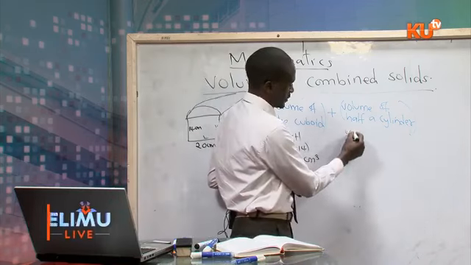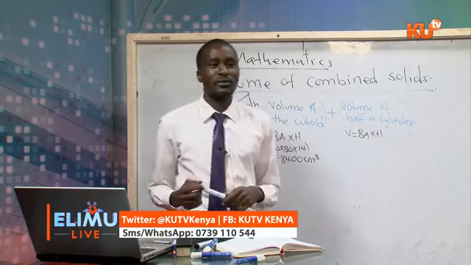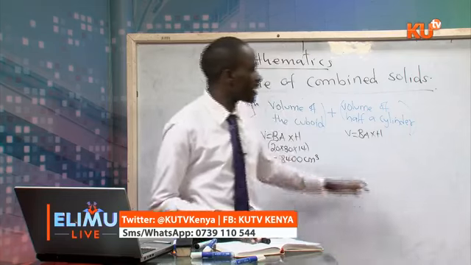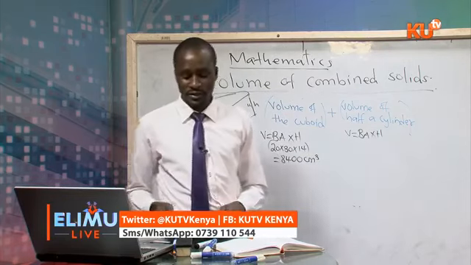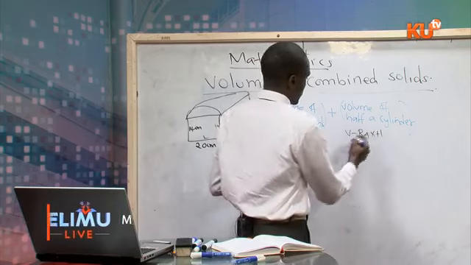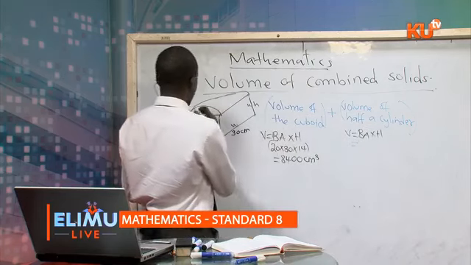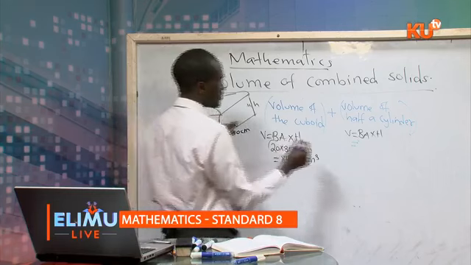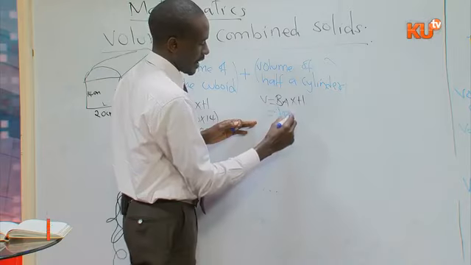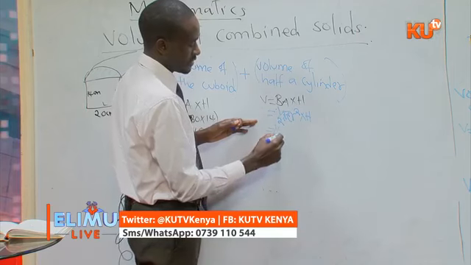Then we find volume of a half a cylinder. We said volume is base area times height. I know most of you are wondering why I keep on repeating the formula. Formula is very important. The more you write it, it sticks into your mind. Now volume of half a cylinder here, if you check the base of a half a cylinder, it is half a circle, so half pi r squared, then times height.